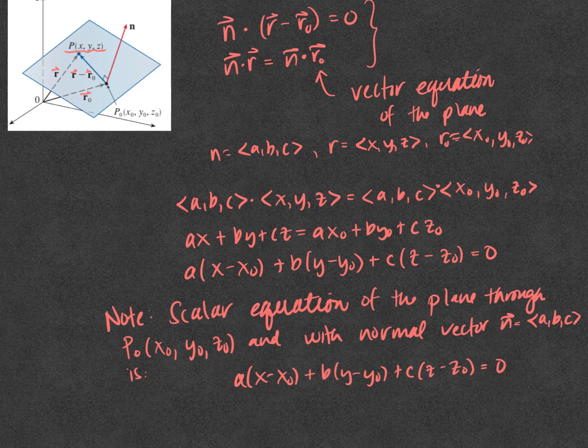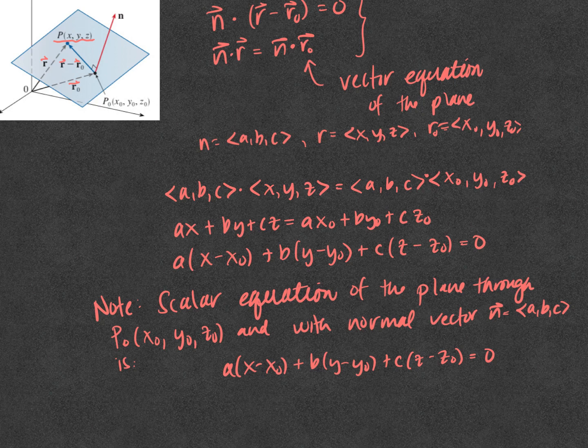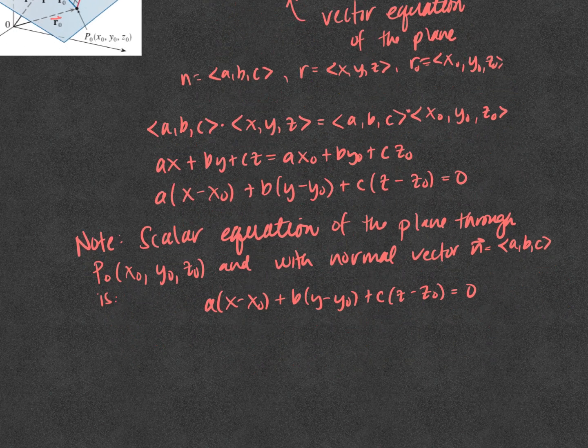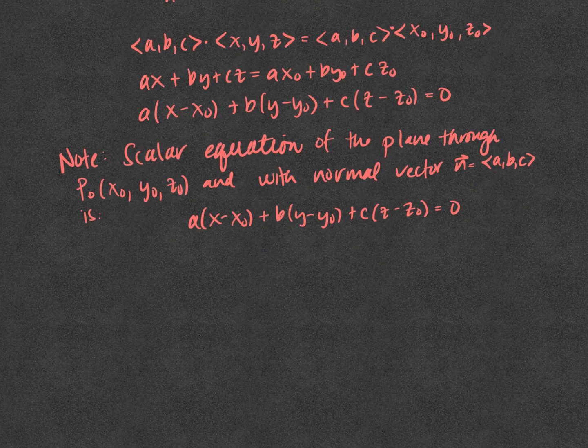So we can say a scalar equation of the plane through a point P sub 0, which is (x sub 0, y sub 0, z sub 0), and with normal vector n equal to vector ⟨a, b, c⟩, is a times (x minus x sub 0) plus b times (y minus y sub 0) plus c times (z minus z sub 0) equals 0. You can see that. Because these are sub-zeros, they are specific points.